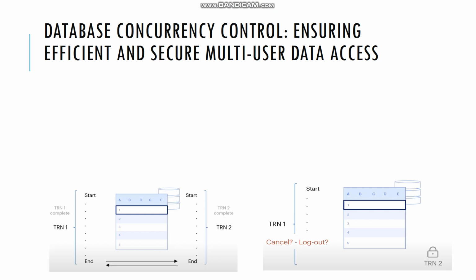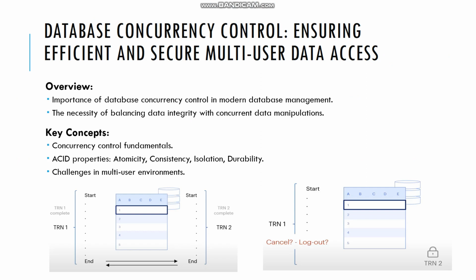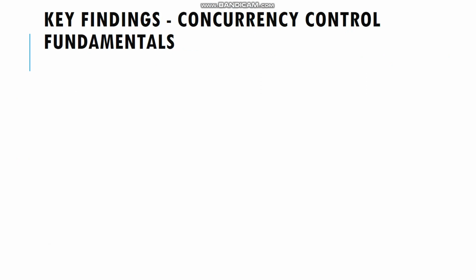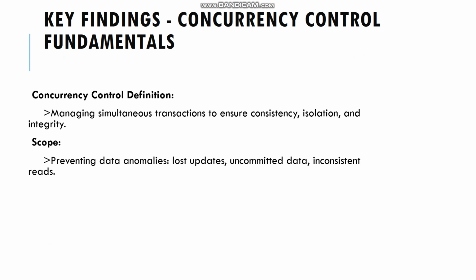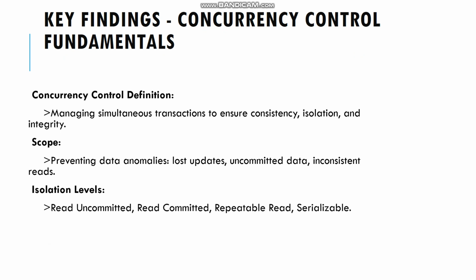So we have the fundamentals of concurrency control. Concurrency control ensures that multiple transactions can operate simultaneously without compromising data integrity. The ACID properties like atomicity, consistency, isolation, and durability form the backbone of reliable database transactions. Concurrency control mechanisms address issues like lost update, uncommitted data, inconsistent read by employing techniques such as locking, isolation levels, transactions, and control protocols.